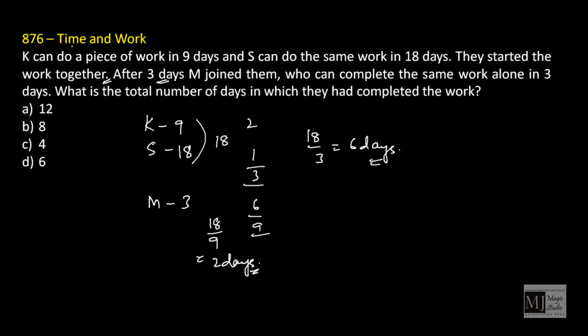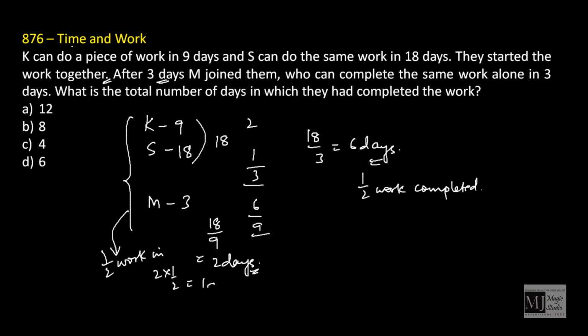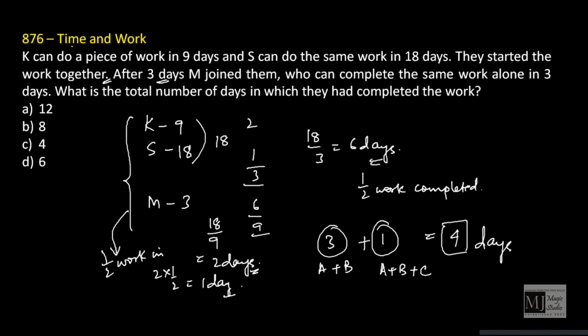But after 3 days he has joined, that means in 3 days half the work is completed. And if all 3 are working together, they will complete half the work in 2 into half, that is 1 day. So what is the total number of days in which they have completed the work? 3 for A and B working together, completed half, and 1 more day for A, B, C working together to complete the rest of the half. So total 4 days are required.